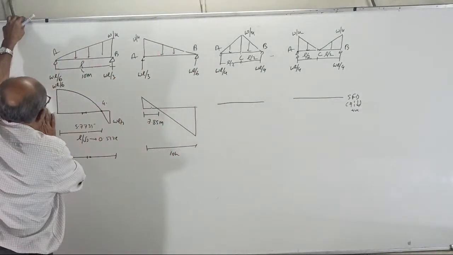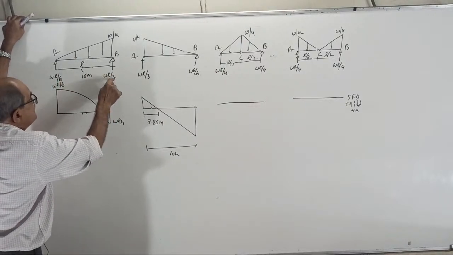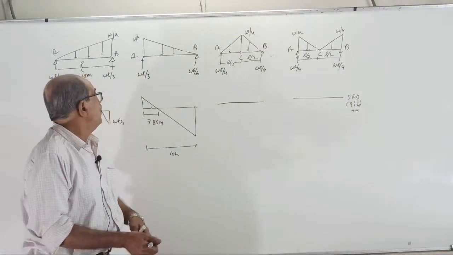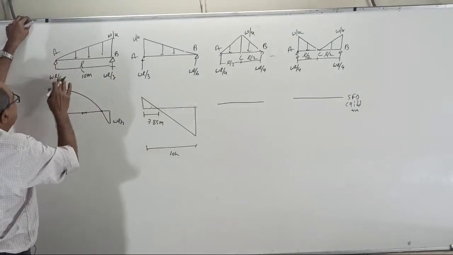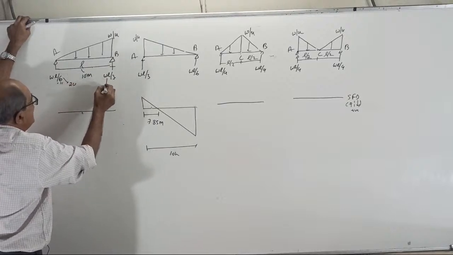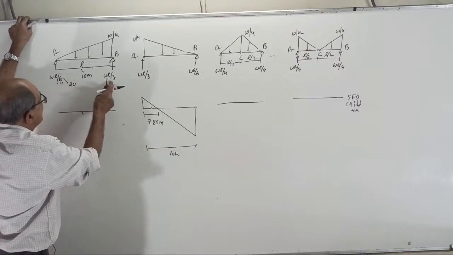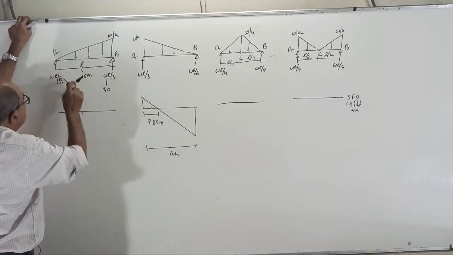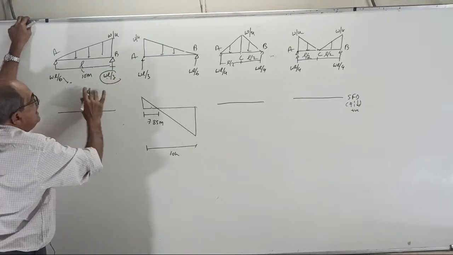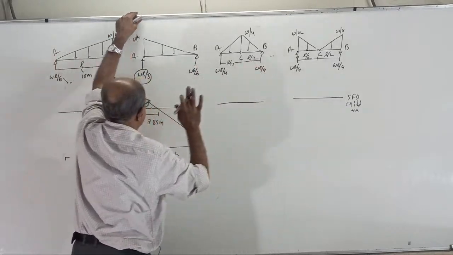This is first of all wrong because, mathematically, you should know 1 by 3 is double of 1 by 6. Remember, if WL by 6 is 20, WL by 3 is 40, not 15. What comes to mind, 6 here, 3 here? No. Divide by 3, divide by 6. So you should remember that this is double of this one, and here this is double of that one. Here, both are equal.